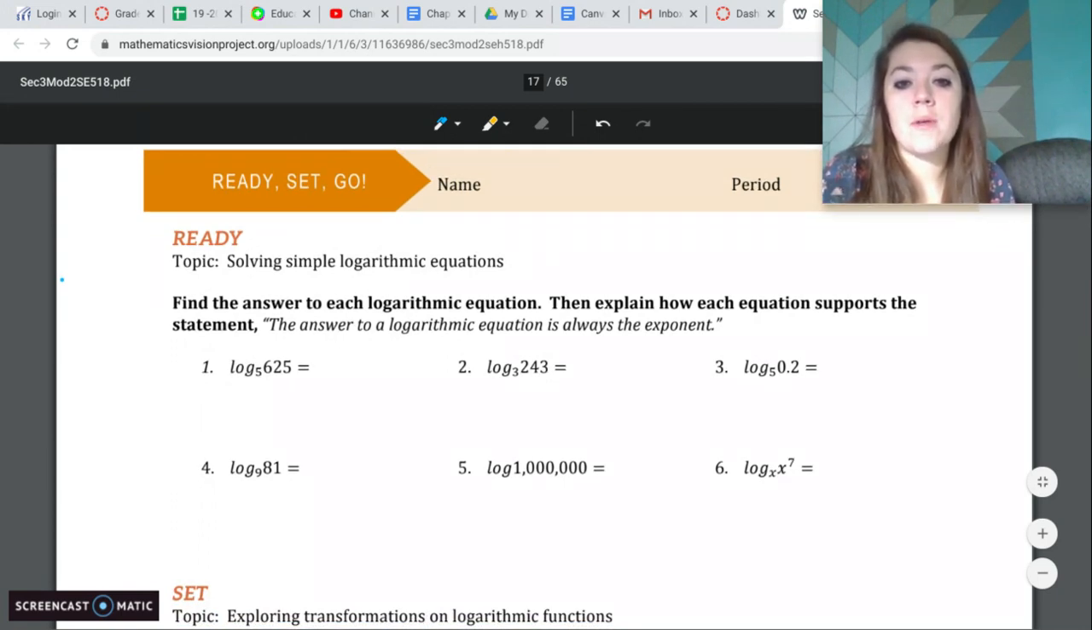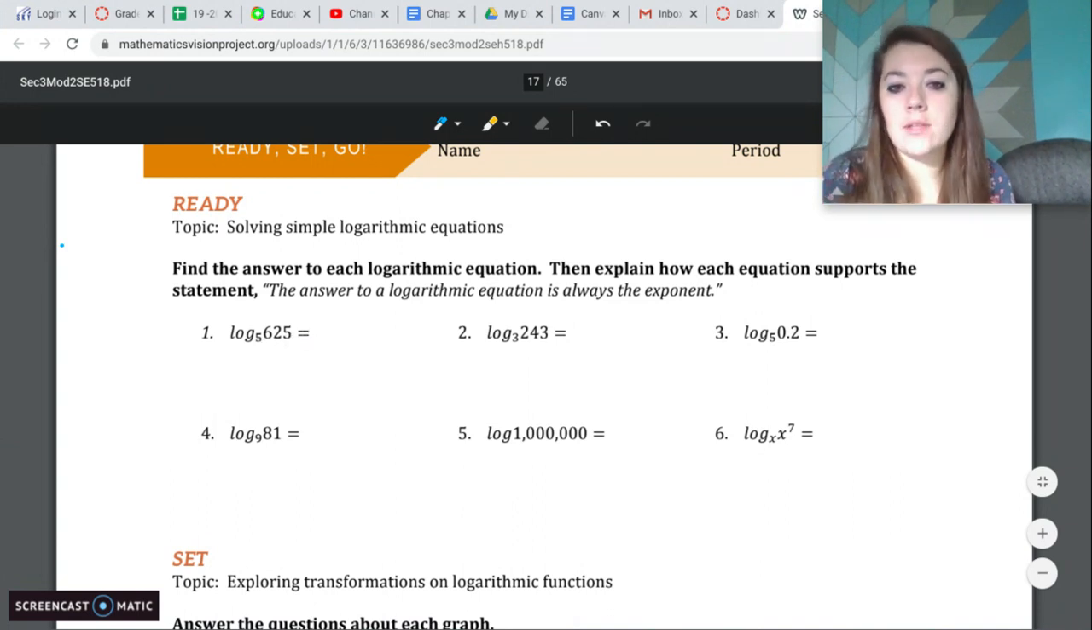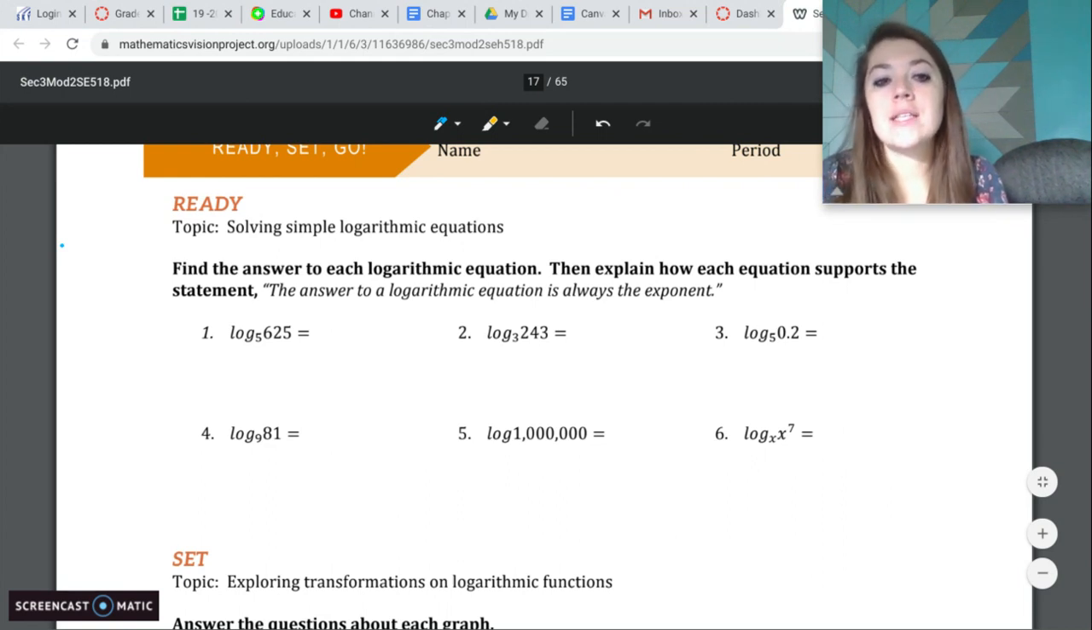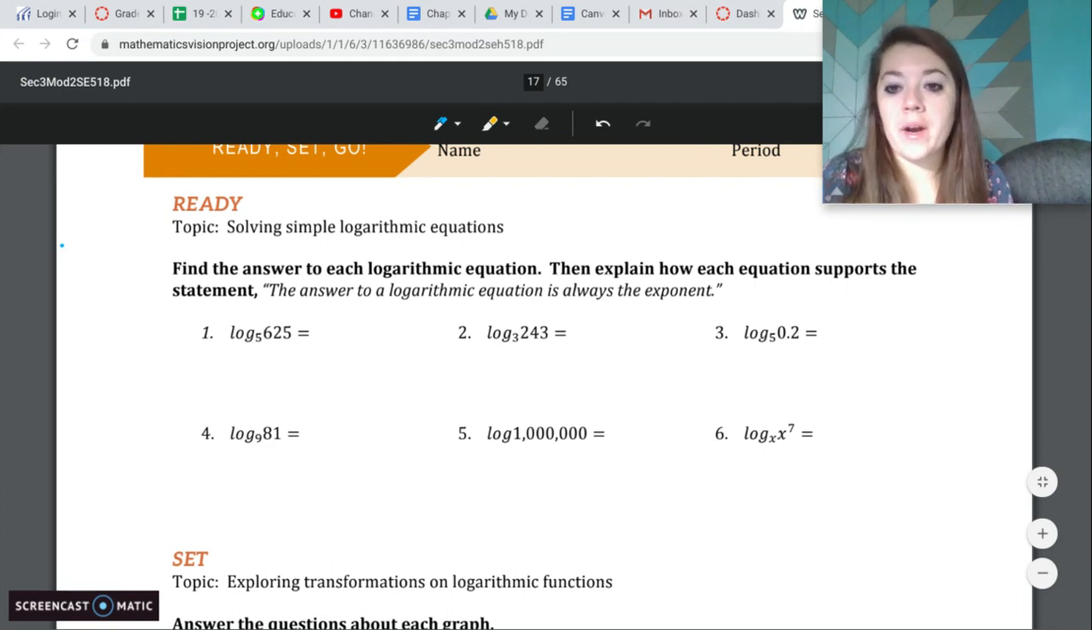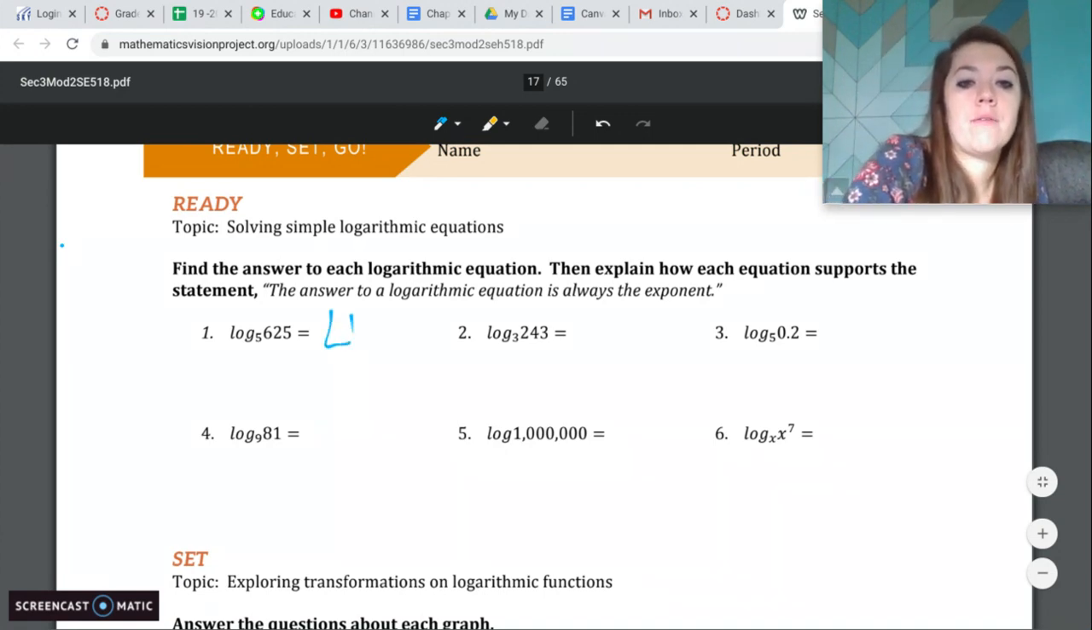The answer to a logarithmic equation is always the exponent. So we have log base 5 of 625 equals what? Now, what does that statement mean, the answer to a logarithmic equation is always the exponent? If 5 is our base, to what power do we need to take 5 to get 625? Well, we need to take it to the fourth power.